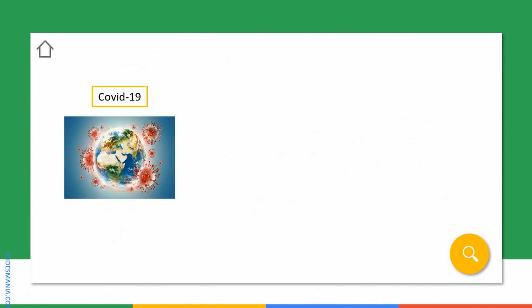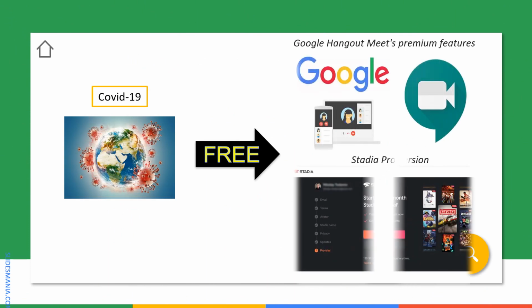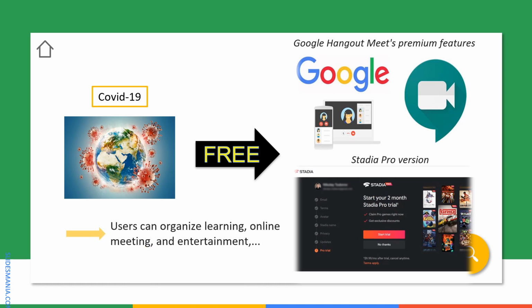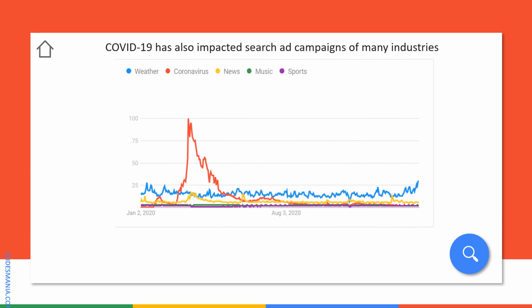During COVID-19, Google allowed Google Hangouts Meet premium features and the Stadia Pro version to be free for users to organize learning, online meetings, and entertainment. Google found that COVID-19 has impacted the search ad campaigns of many industries. As you can see from the chart, from January to August of 2020, COVID-19 dominated almost the interest of the entire society, far beyond searches for news like weather, politics, Google, Facebook, Amazon, etc.